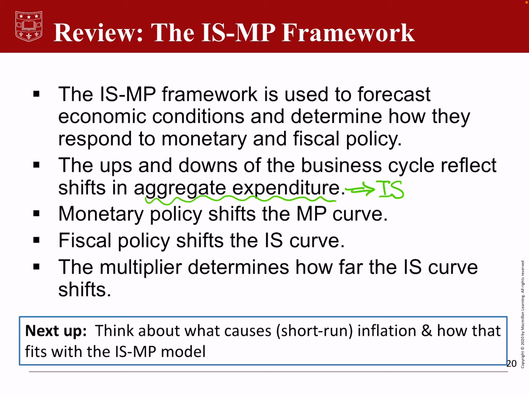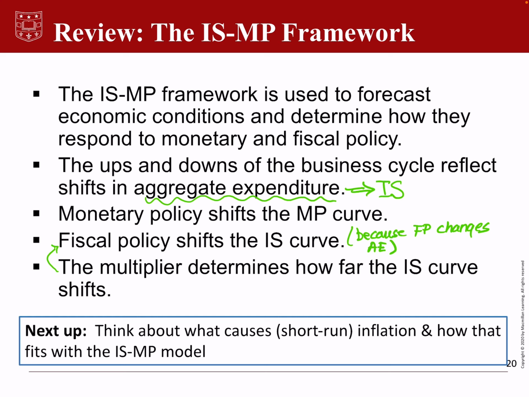Again, monetary policy shifts the MP curve. Fiscal policy, because it just amounts to a change in aggregate expenditures, also shifts the IS curve. And the multiplier, in the context of fiscal policy, is what's going to determine how far the IS curve is going to shift.